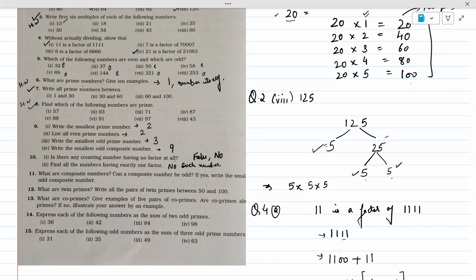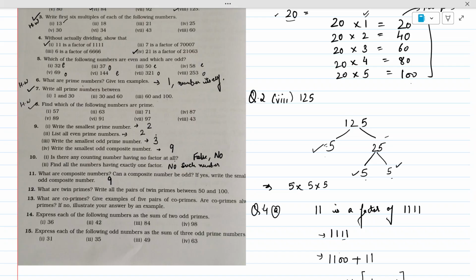Okay. Next, what are composite numbers? We know that composite numbers are the numbers which are non-prime, which have factors. Can a composite number be odd? So yes, we have seen the example of 9. It is composite and it is odd also, right? If yes, write the smallest odd composite number. Again, it is 9.